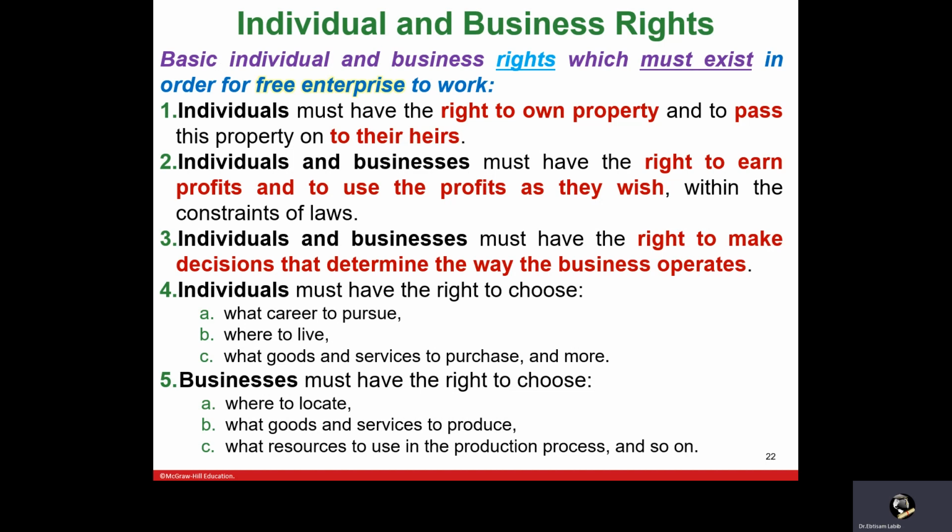Number two, individuals and businesses must have the right to earn profit and to use their profit as they want. Number three, individuals and businesses must have the right to make any type of decisions that determine the way the business operates. They get to choose how to operate their business. And individuals must have the right to choose where to live, what kind of career to pursue, what kind of job to work in, what kind of products to purchase, and so on. And businesses must have the right to choose where to locate their business, what goods and services to produce, where to get those products distributed, and so on.